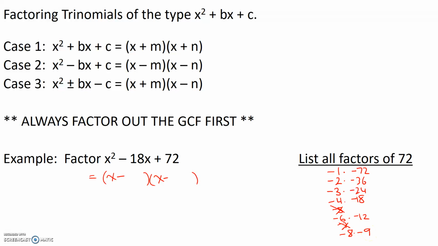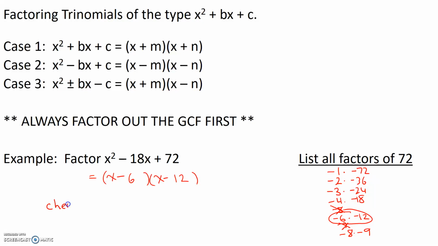Now, from this list, we need to find two numbers that add to be -18. And the pair that adds to -18 is -6 and -12. So our factored form will be x minus 6 times x minus 12.